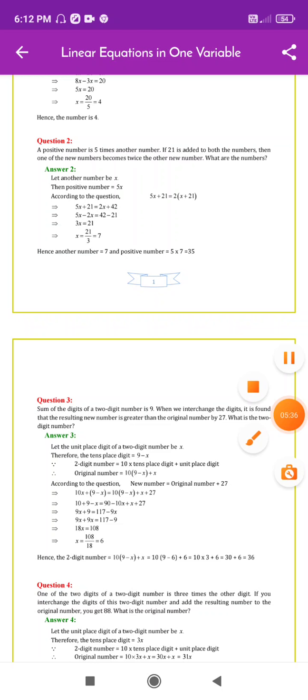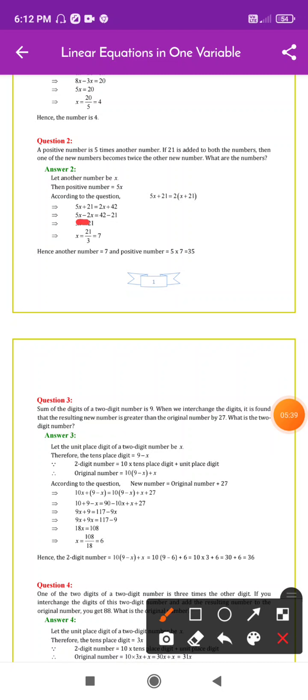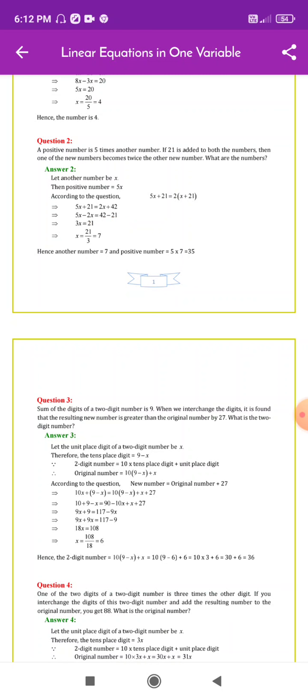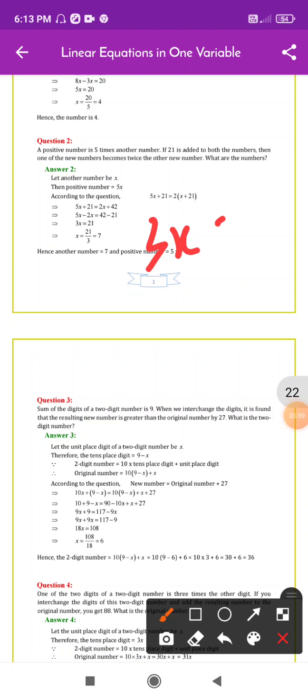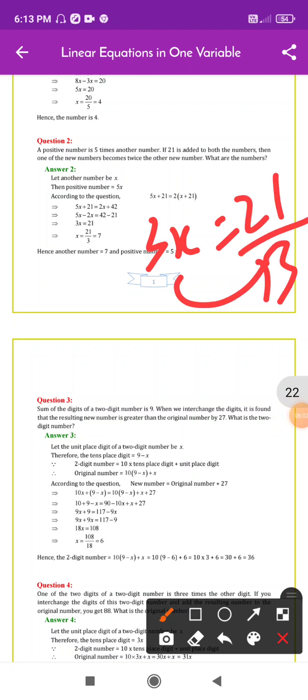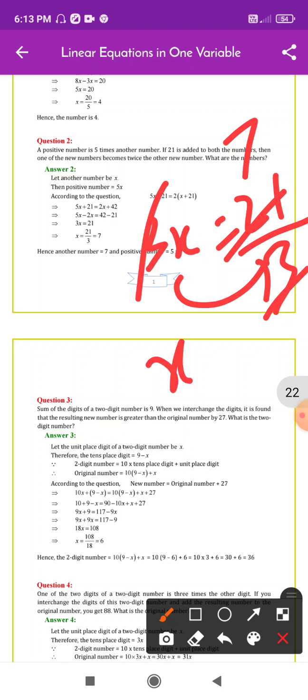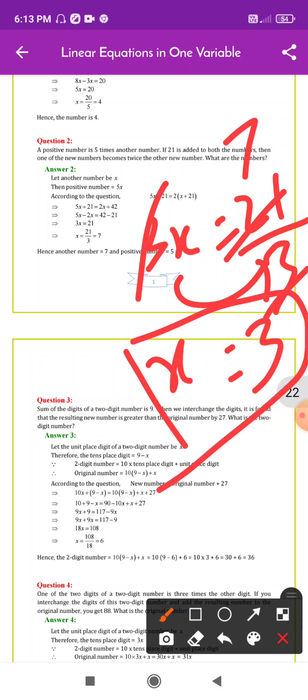So now see, after that what we will do, we'll shift the number one side and x will take one side. Okay, so 5x minus 2x we are taking and 42 minus 21. 42 minus 21 is how much, that is 21. So 3x equals to 5x minus 2x is how much, that is 3x. So 3x equals to 21. So x equals to how much? 3x equals to 21, shift this number 3, so 3 ones are 3, 3 sevens are 21. So we got the value, that is x equals to 7.